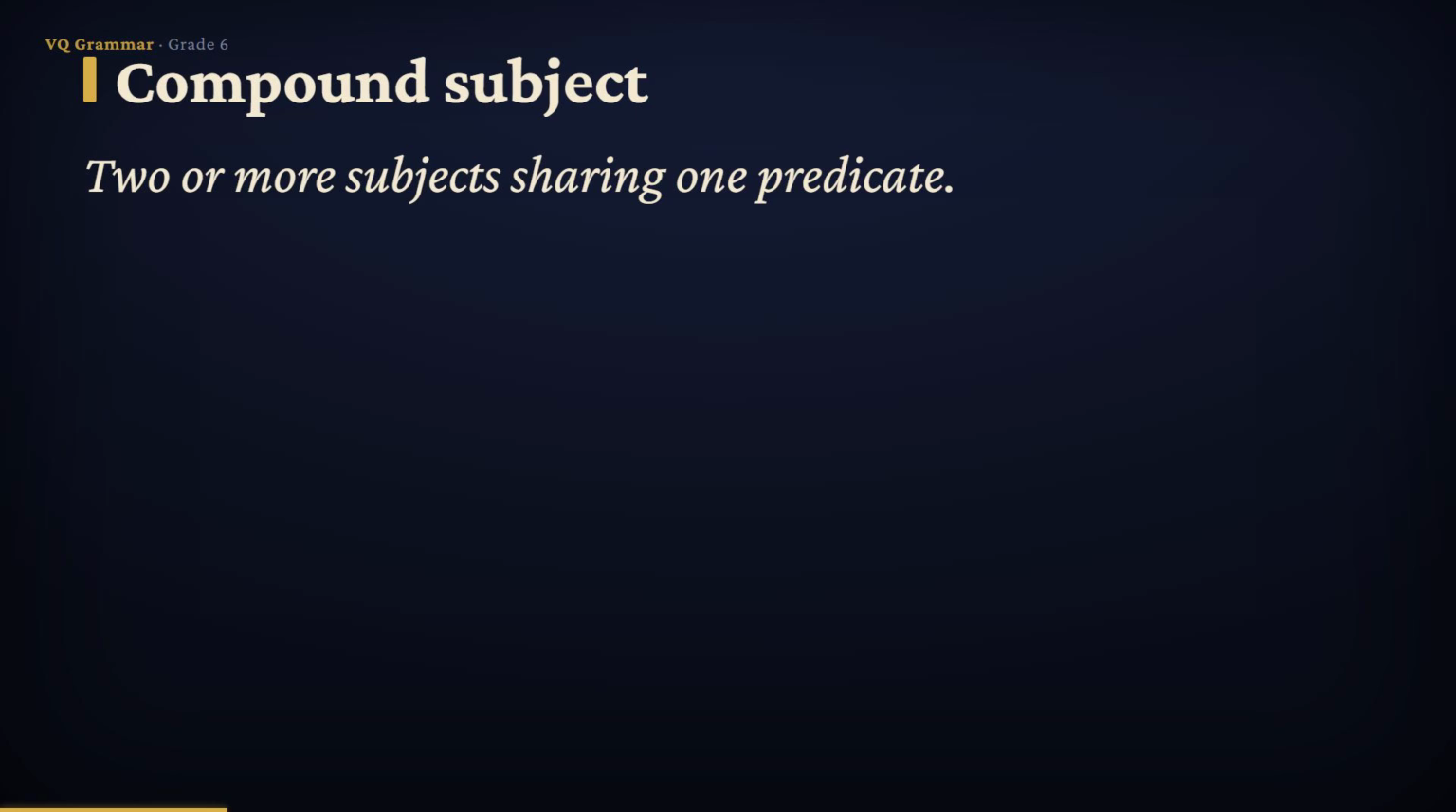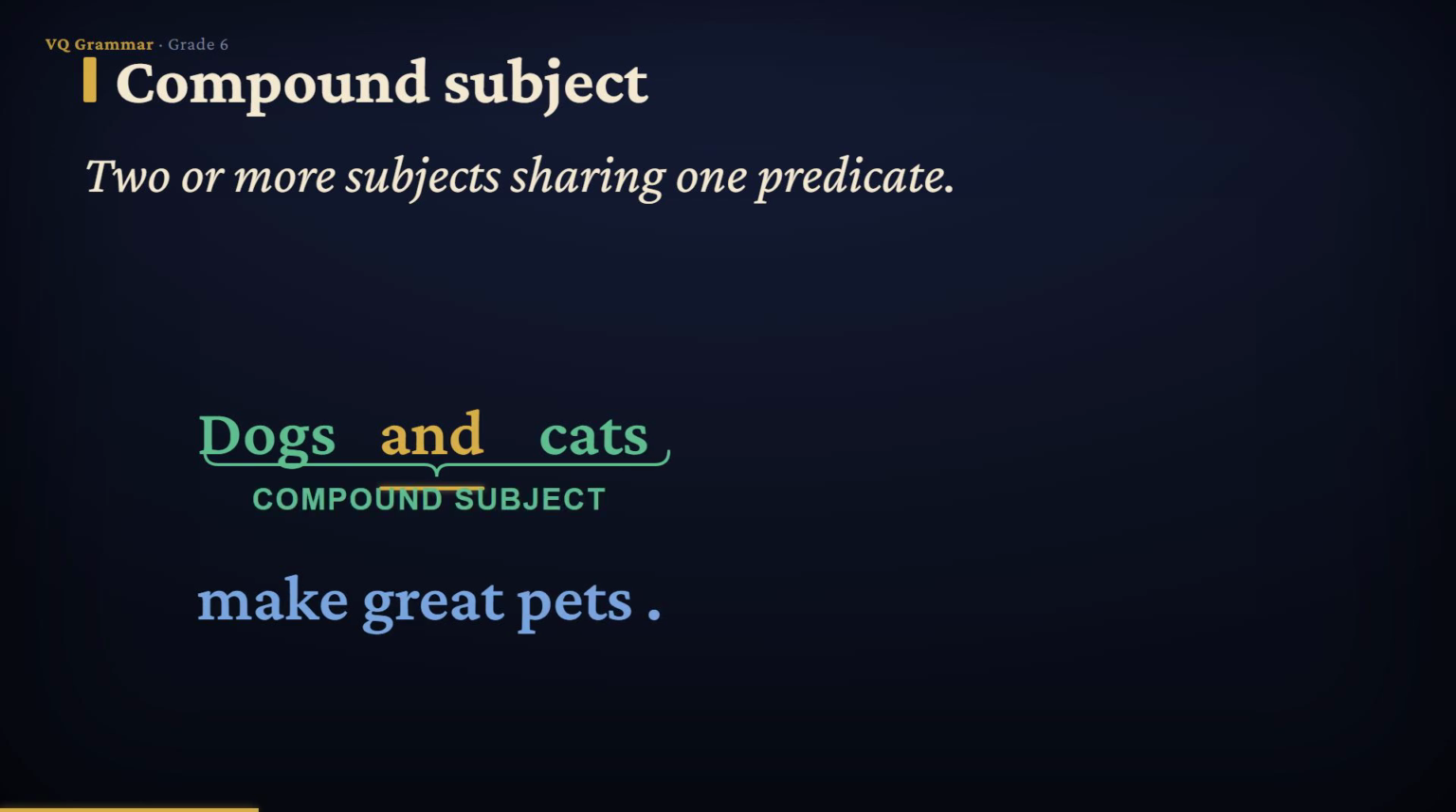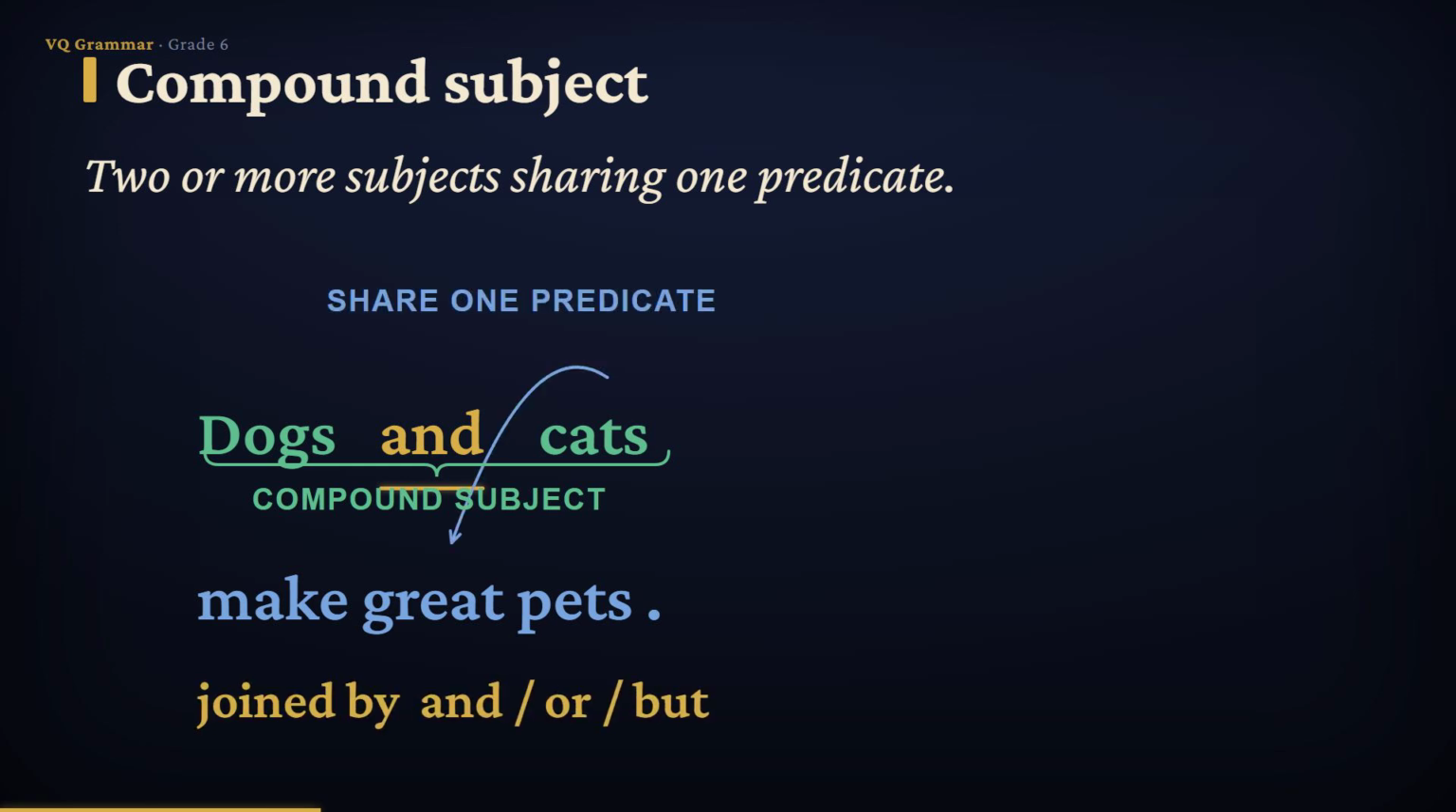A compound subject is just two or more subjects that share the very same predicate. Listen to this one. Dogs and cats make great pets. Who makes great pets? Dogs and cats. That's two subjects, right there at the front. But notice there's only one predicate, make great pets, and both subjects share it. The little word tying them together is and. There's your compound subject.